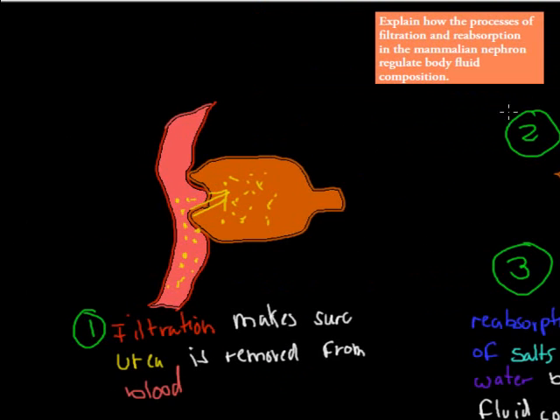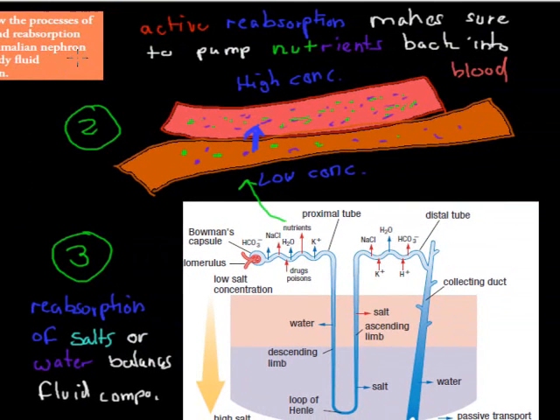We've got explain how the process of filtration and reabsorption in mammalian nephrons regulate body fluid composition. So remember, filtration was here. Filtration makes urea go from blood to the Bowman's capsule, so into the kidney. So all those yellow dots are urea, and filtration makes sure that all of them go over. So not just one, but all of them go over.